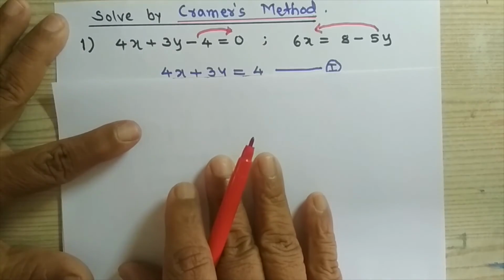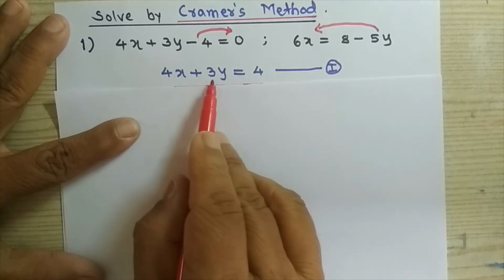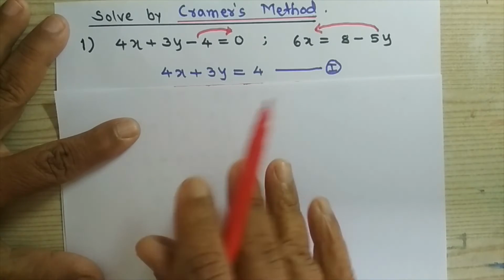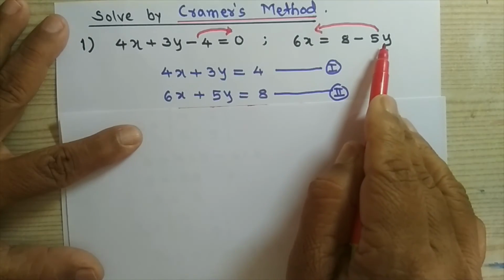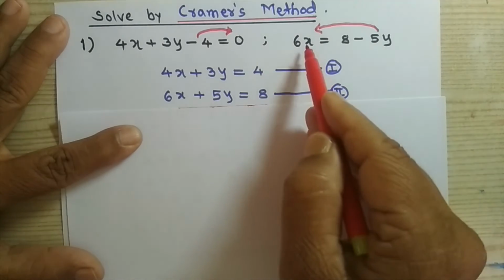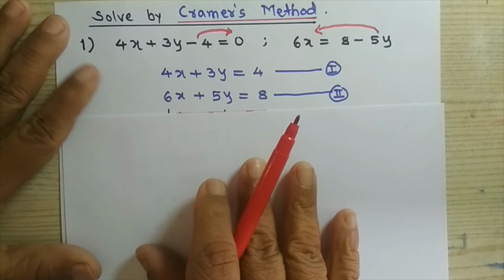Now see here how we converted that. The first equation becomes 4x plus 3y; we take minus 4 to the right side, then it becomes plus 4. That is equation number 1. And the second becomes 6x minus 5y; when it comes to the left side of the equality, it becomes plus 5y is equal to 8. This is equation number 2.